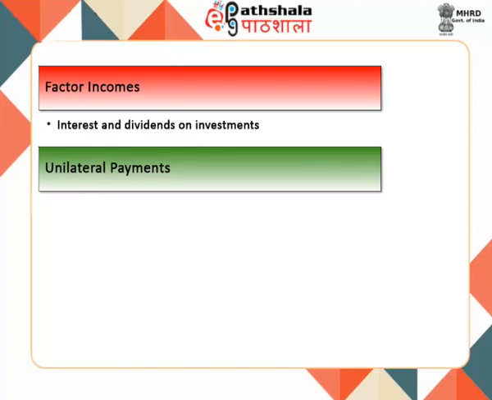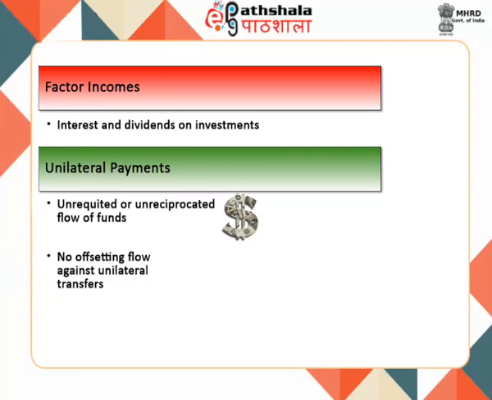As the name suggests, this subcategory of the current account includes one-direction flows. Unlike exports and imports, unilateral transfers are unrequited or unreciprocated flows of funds. Hence, there is no offsetting flow against unilateral transfers.